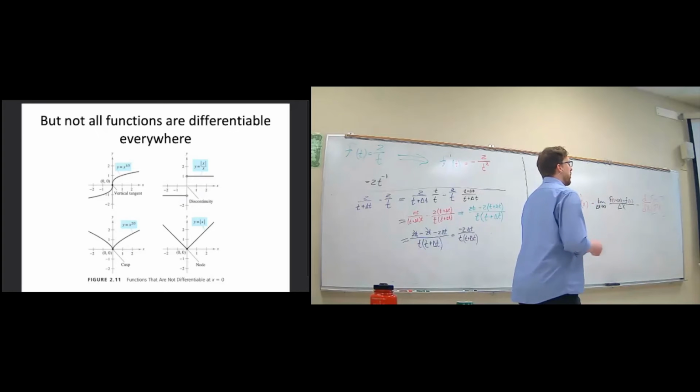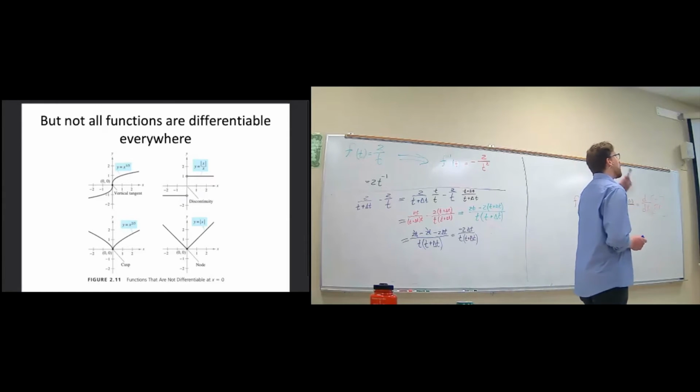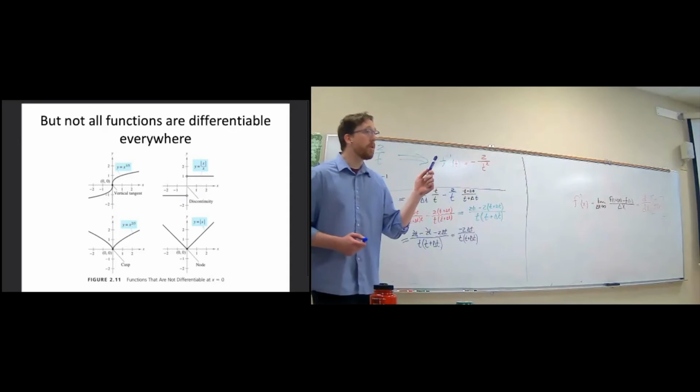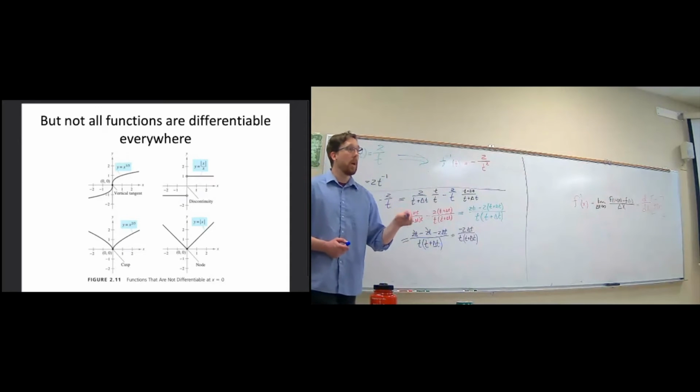So just as a couple points, not everything is differentiable everywhere. There are some functions that aren't differentiable everywhere. There are some functions that are continuous everywhere, but not differentiable anywhere. So this is to say that continuity does not imply differentiability, but differentiability implies continuity. So if you have a differentiable function, it has to be continuous. But a continuous function doesn't have to be differentiable. Does that make sense to everyone?